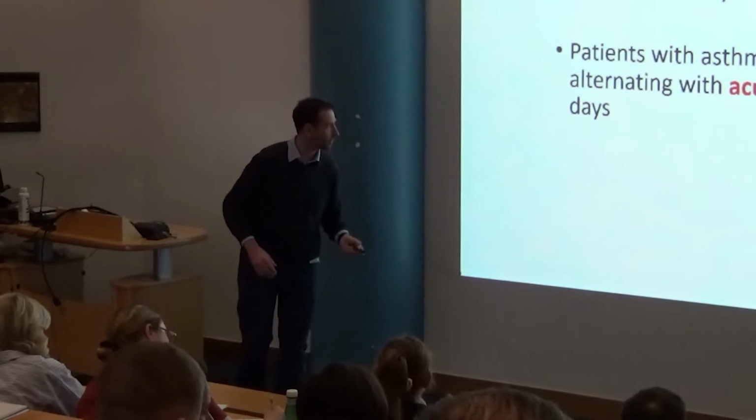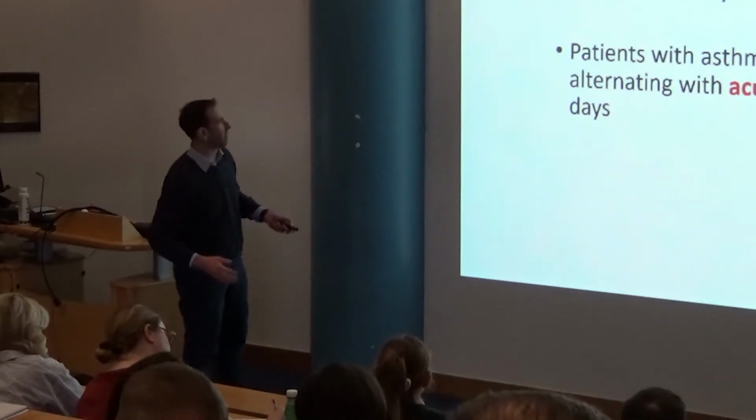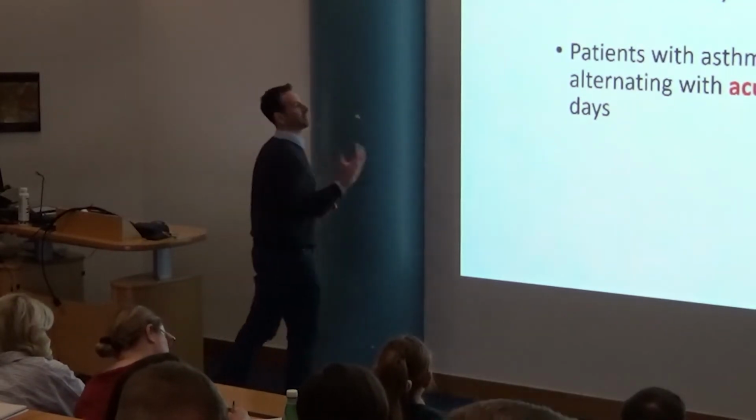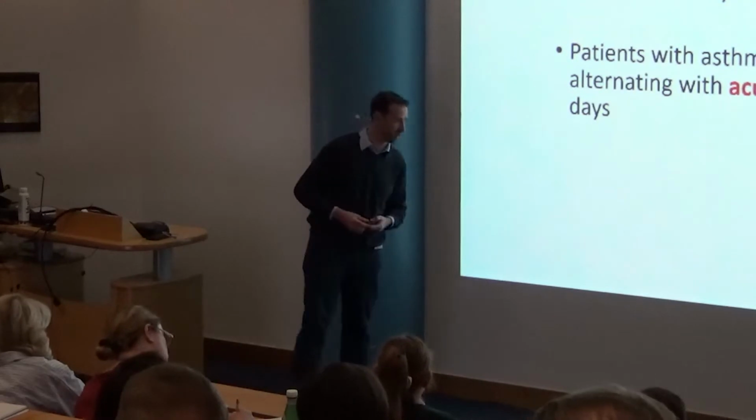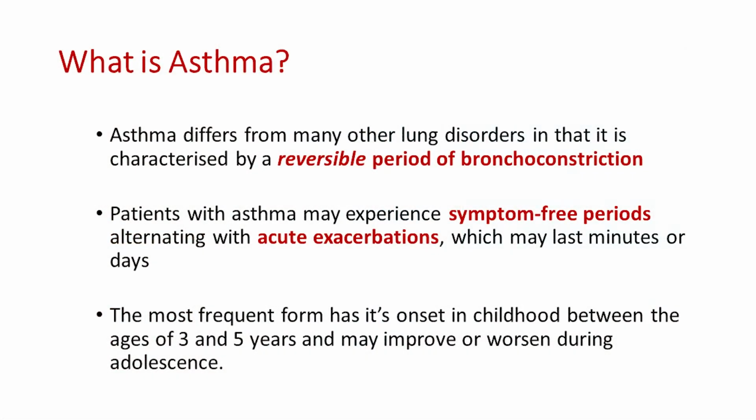And these symptom-free periods alternate with acute exacerbations that we are all familiar with. But we're going to talk about the actual presentation of the asthma patient later on. The most frequent form of asthma is the one that develops in childhood, and the age usually between 3 and 5 seems to be the hot spot for starting to develop this condition.